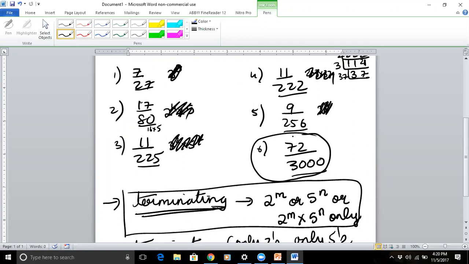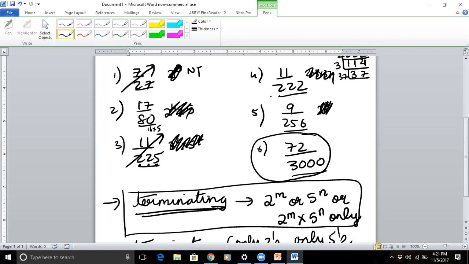So doing a vertical scan on the answer choices, I have the first answer choice to be 7 by 27. Clearly the denominator here is divisible by 3, so this fraction is definitely non-terminating. I hold on to 17 by 80 because I know 80 is 16 into 5, that's 2 to the power of 4 into 5, only consisting of 2's and 5's. 225, the denominator here is 2 plus 2 plus 5, that's 9. Since the sum is 9, I know 225 is definitely divisible by 3, so I can directly eliminate it as non-terminating.